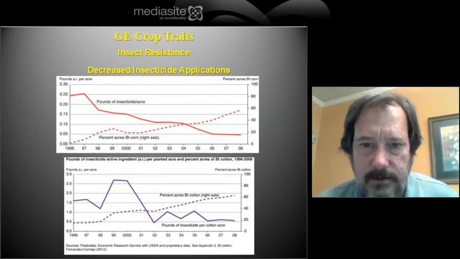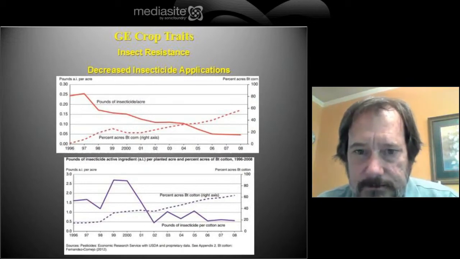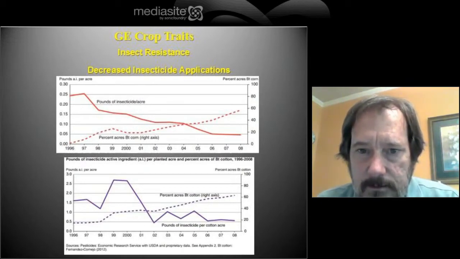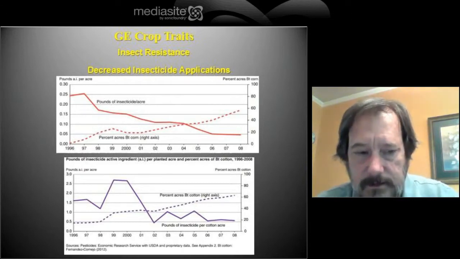And here we see the decrease in insecticide applications. The amount of insecticides used has decreased as the dotted line there, as corn acreage has shifted to Bt corn. And the same thing on the bottom for cotton. As we've shifted more to Bt cotton, the amount of insecticides we've used in cotton has decreased.